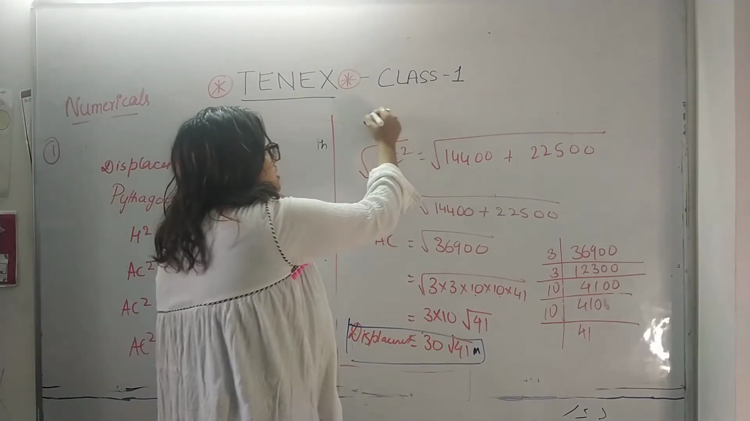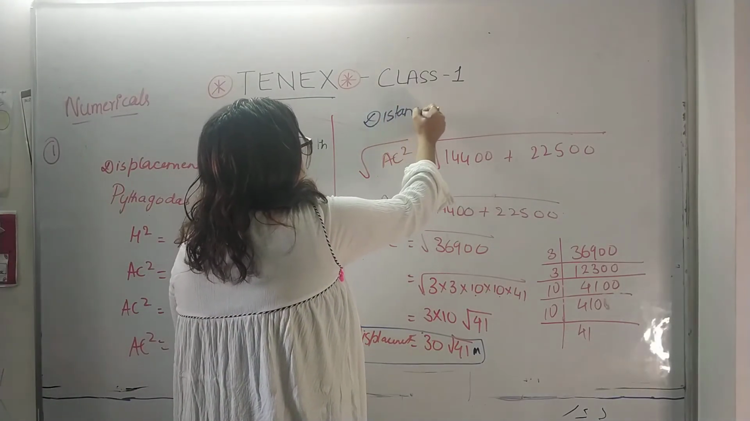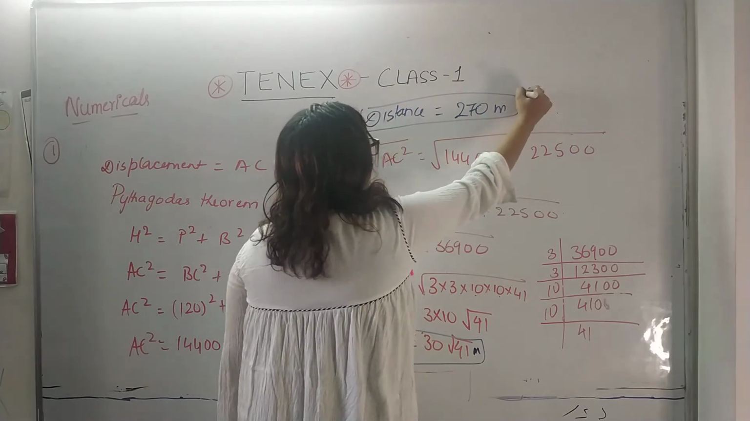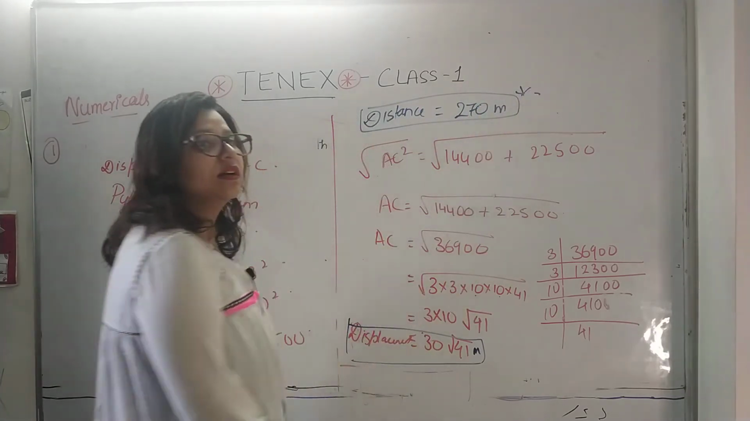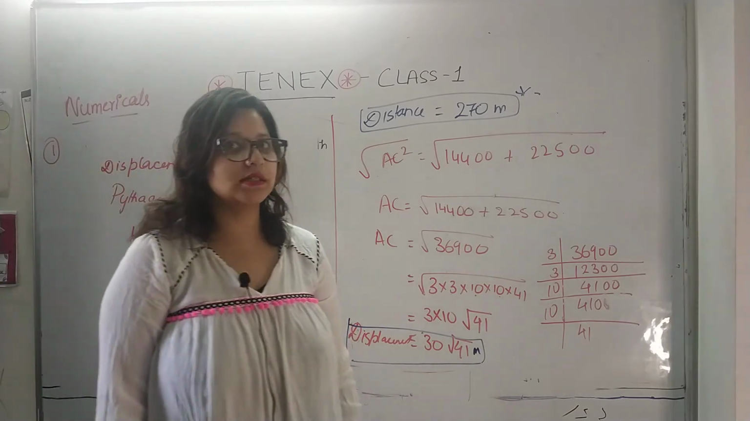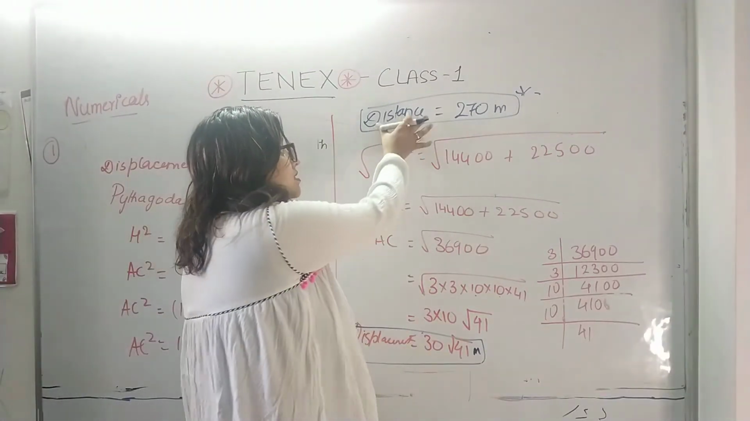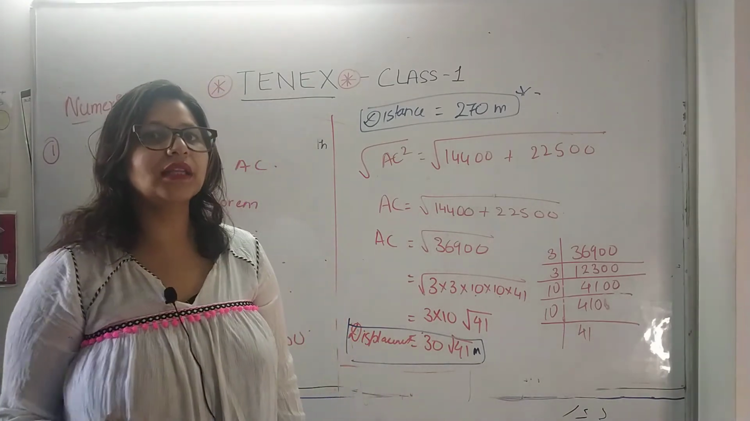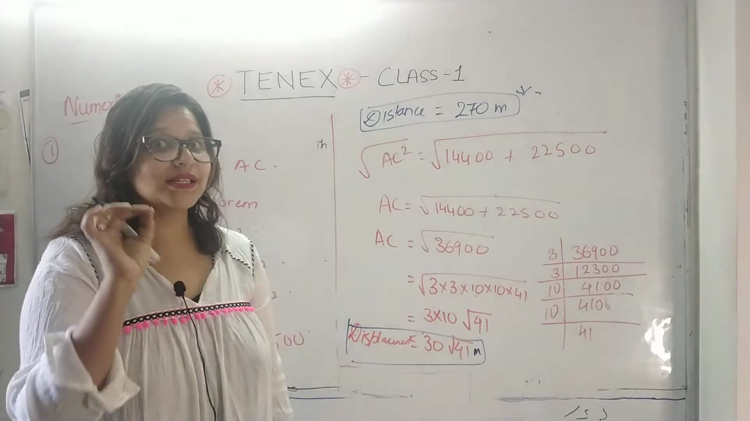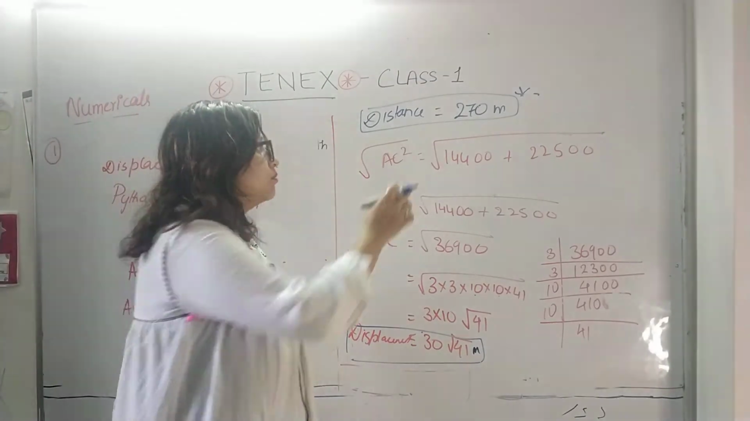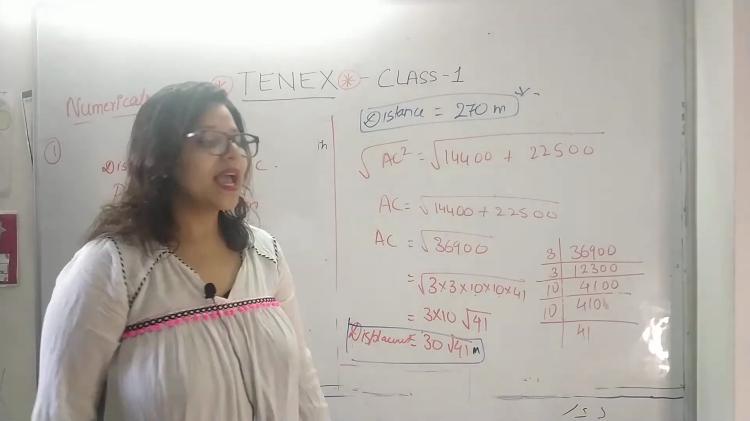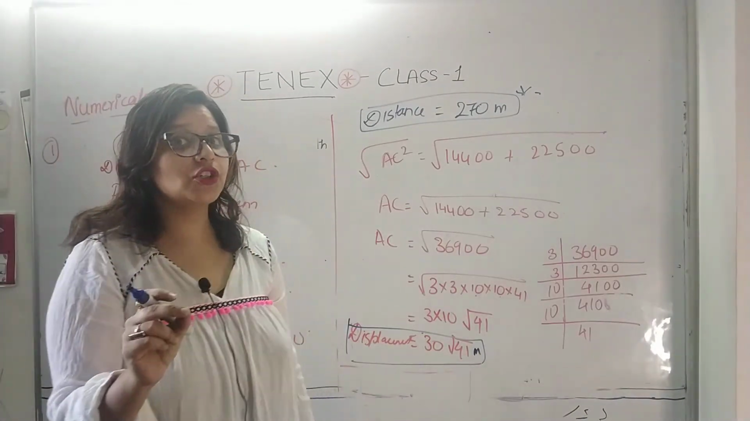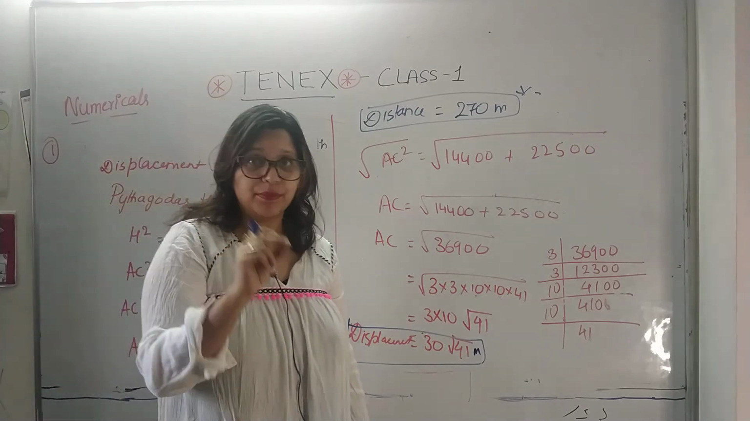So the distance was equals to 270 meters. And the displacement is equals to 30 under root 41 meters, guys. Okay, and distance कैसे पता लगा? Distance हमें पता लगा by finding out the exact length of the path, which was equals to the length plus the breadth, 150 plus 120, which was equals to 270 meters. And the displacement was the shortest distance between the final and the initial point, which was actually the hypotenuse.